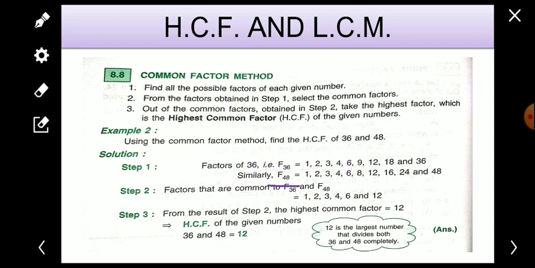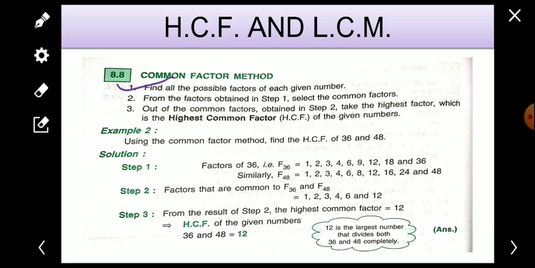Similarly, we'll write the factors of 48 also. Okay, factors of 36 we have written, and now factors of 48. So factors of 48 are 1, 2, 3, 4, 6, 8, 12, 16, 24 and 48. These are the factors of 48. Now, how to find out the HCF?